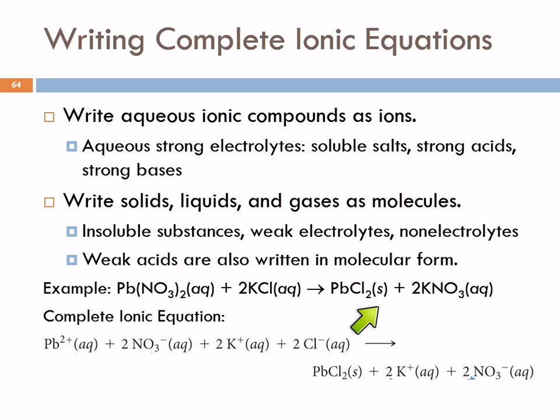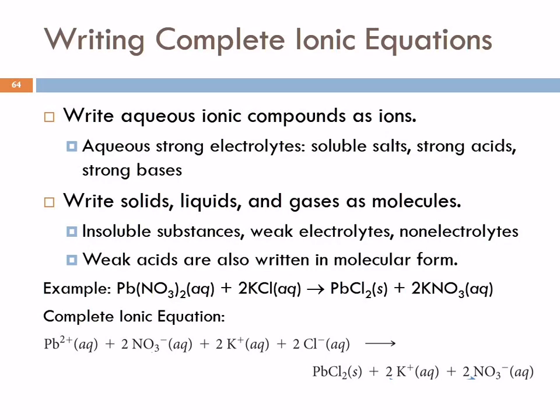Lead chloride is a solid, and so we just copy it down. You don't change it at all. If it says solid, liquid, or gas, don't do anything. And here we have another aqueous ionic compound, and so we're going to separate it and show the 2K+ and the 2NO3-. Any questions? This is the complete ionic equation.